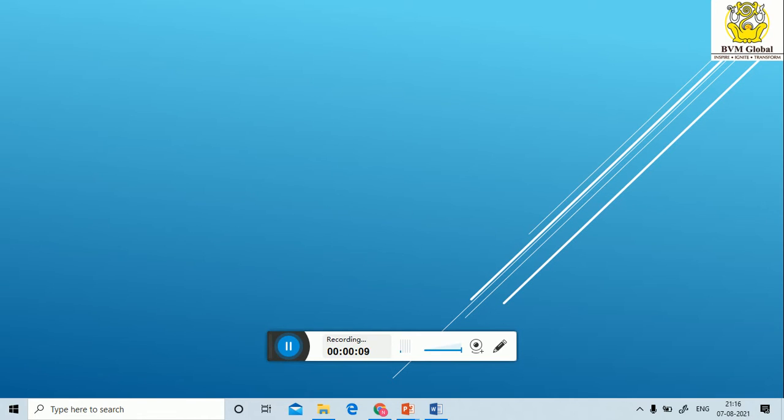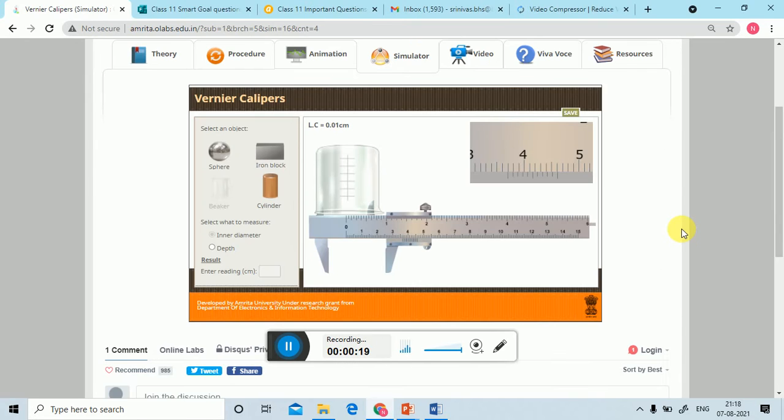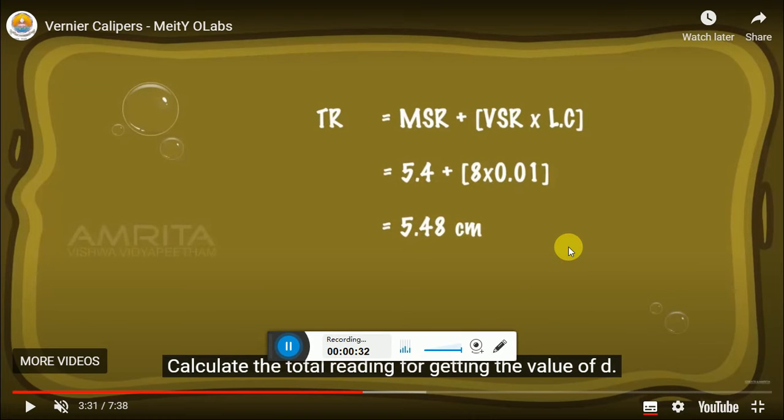In the last class, we studied about vernier calipers, and by using vernier calipers, we measured the internal diameter and depth of a calorimeter or a beaker. After finding the internal diameter and depth, we learned the procedure to calculate the volume of the given beaker using this vernier calipers.